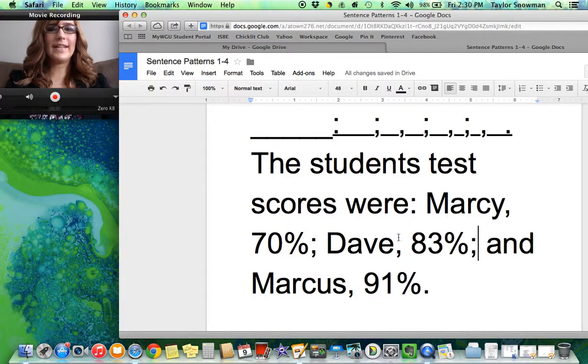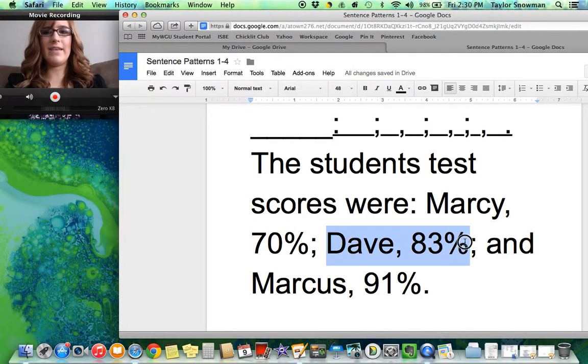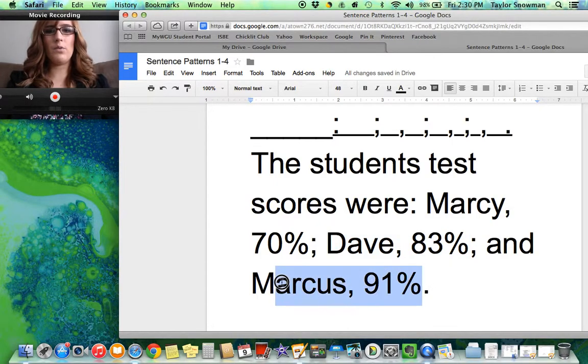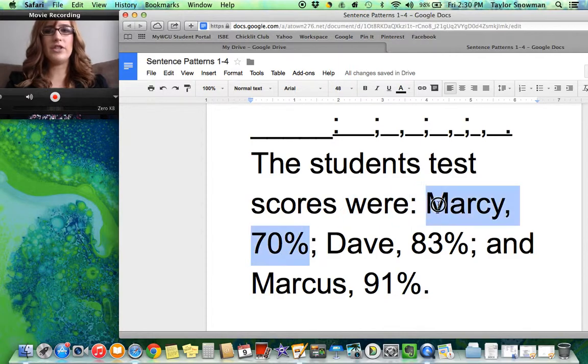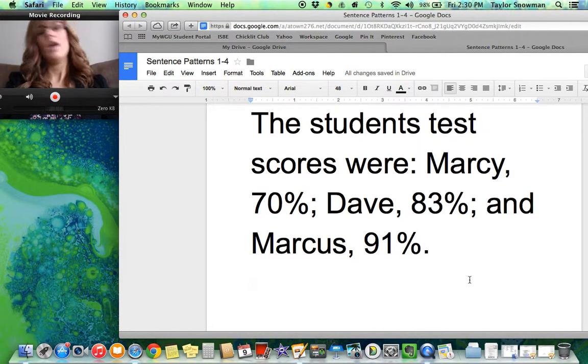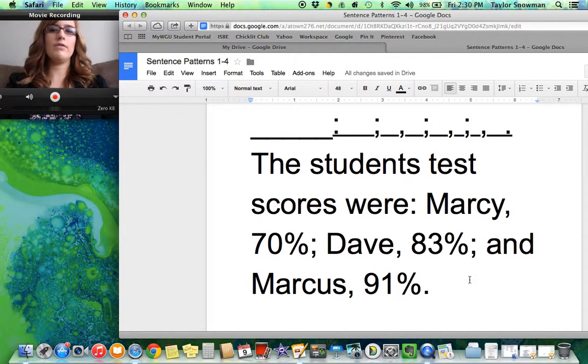So the semicolons are going to tell us that we're going on to a new person. The commas show, like, Dave, 83%, that these two bits of information go together. Marcus and 91%, these two go together. Marcy and 70%, these two bits of information go together. Okay? You can use this for all sorts of stuff. You could use it for the towns people live in: Marcy, Abingdon; Dave, Galesburg; and Marcus, Canton.